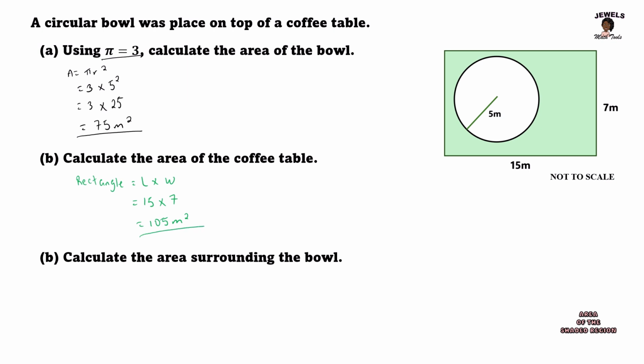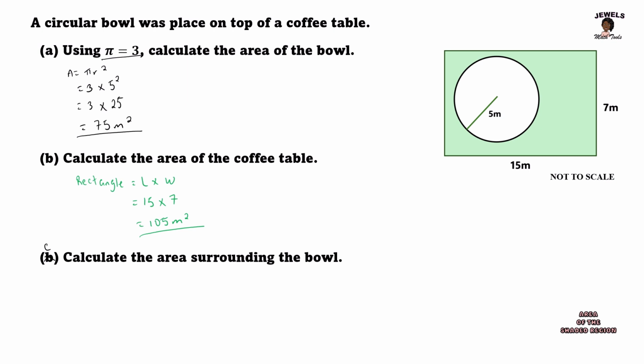And our final part of our question, as you can see, I made a typing error here, which should be part C, asks us to calculate the area surrounding the bowl. So in part A, we were asked to calculate the area of our bowl. In part B, we were asked to calculate the area of our coffee table. So now they want to know what is the area surrounding the bowl.